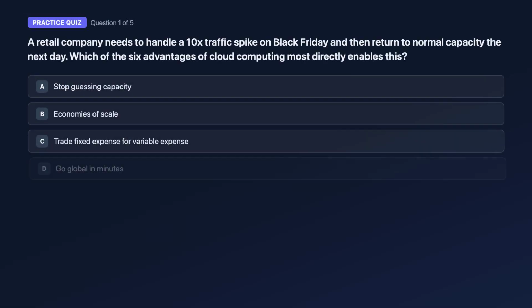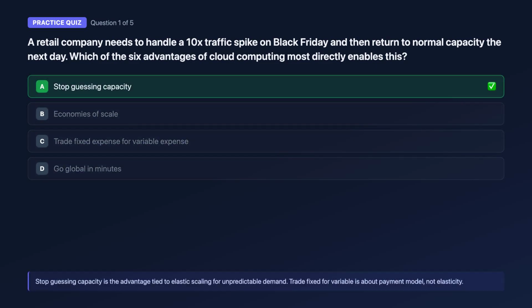Question 1. A retail company needs to handle a 10-fold traffic spike on Black Friday and then return to normal capacity the next day. Which of the 6 advantages of cloud computing most directly enables this? Is it A, stop guessing capacity, B, economies of scale, C, trade fixed expense for variable expense, or D, go global in minutes? Pause here if you want more time.